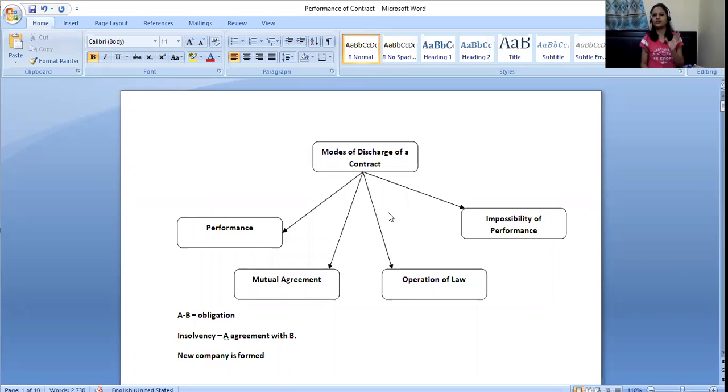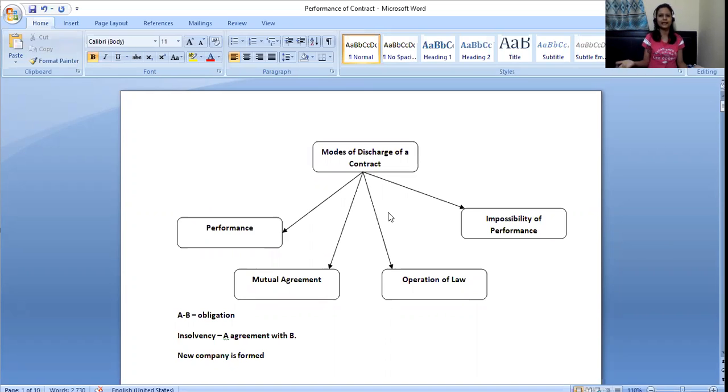So discharging a contract, you can just remember that there would be different parties to a contract. We will make them free from their obligation. So how can we say that they are free from this particular obligation or promise that they made? It may be that they performed it, they already completed their promise. It may be by mutual agreement.